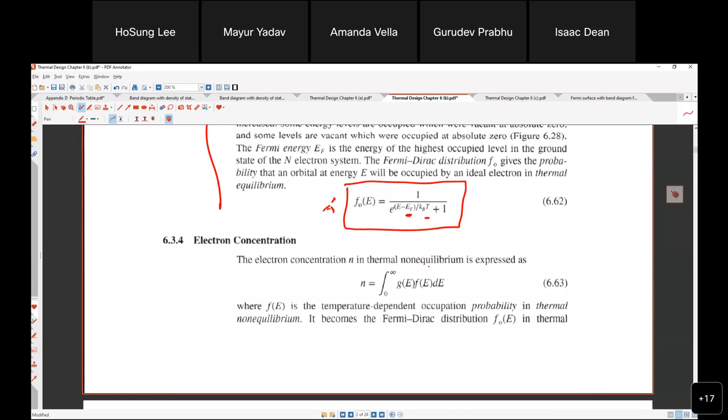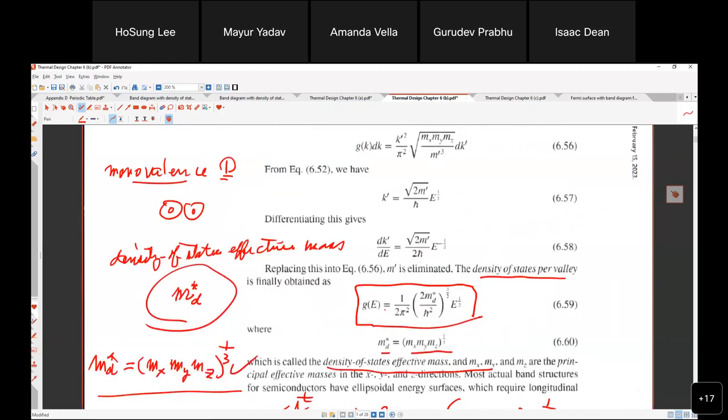Okay, once we have the distribution, now we have a density. We call it the density g. As long as some material, it depends on the energy. Interesting is the square root of energy. So something like that, it turns out. The others are just constants. So that's the density, the number of electrons.